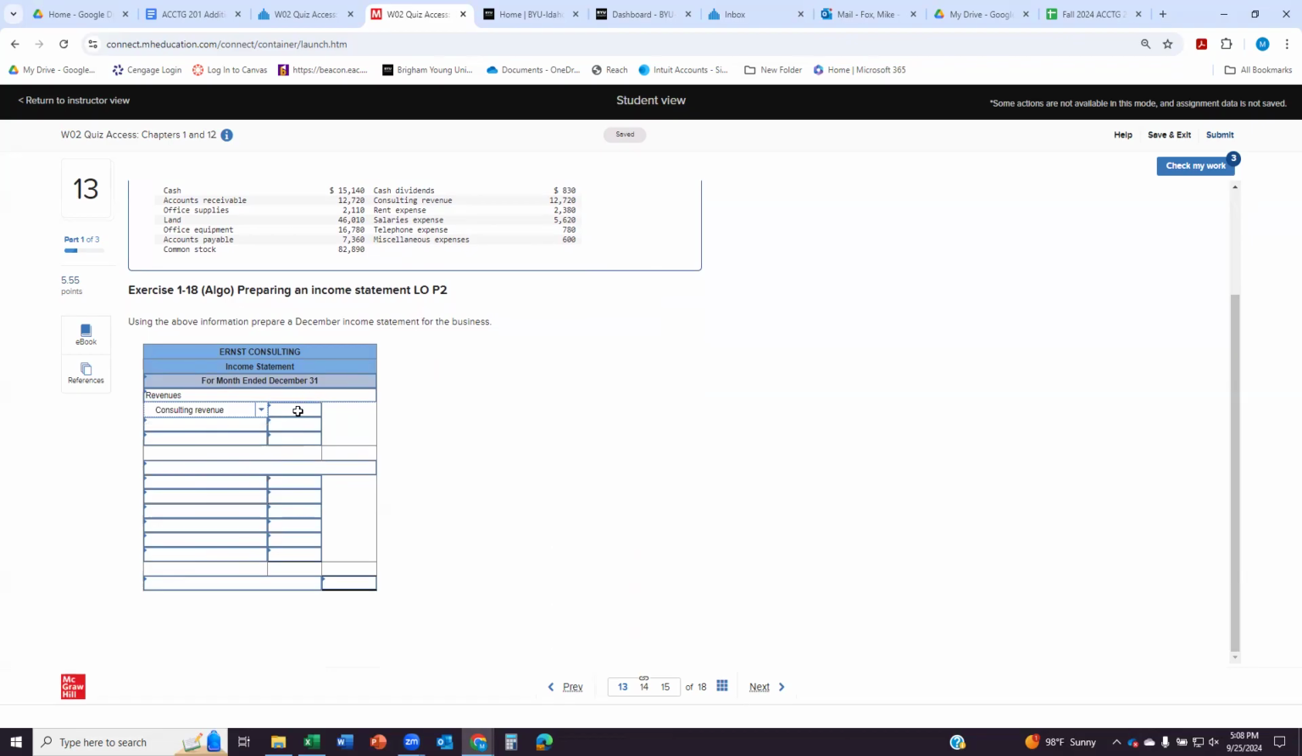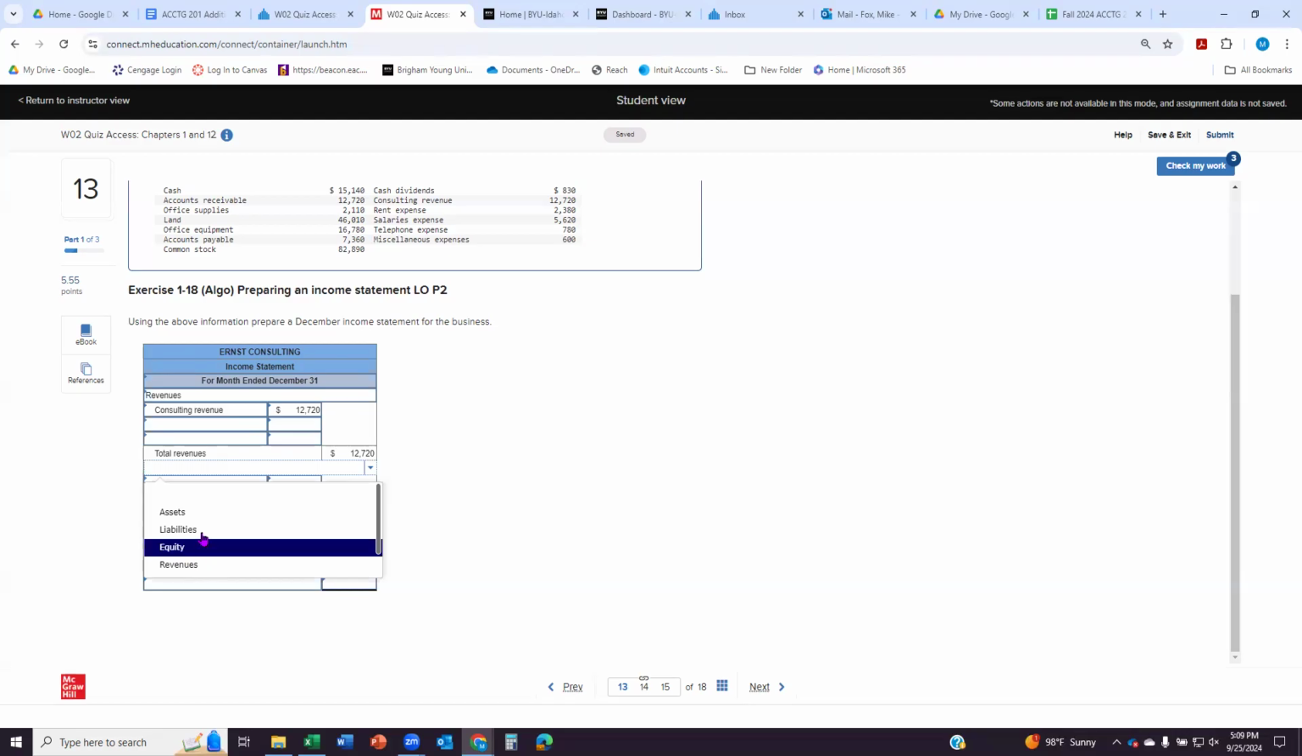And it was for 12,720. We'll leave these other two lines blank, and here we'll have total revenues of 12,720. Here we'll have our expenses, and we can see up here that we have three: salaries expenses, telephone expenses, and miscellaneous expenses.